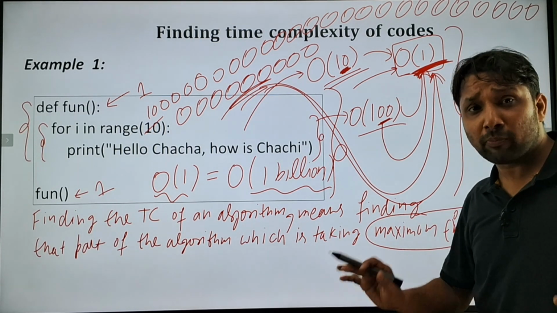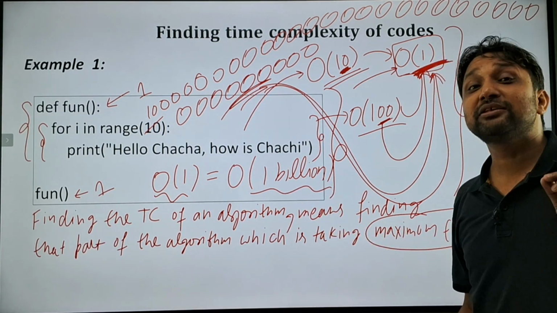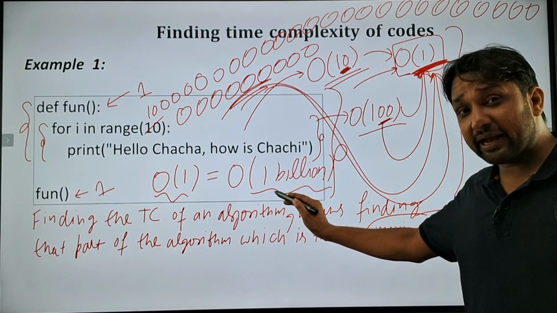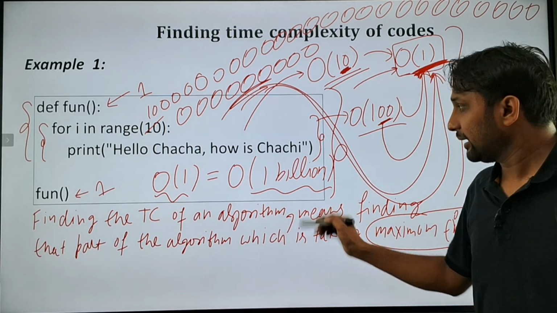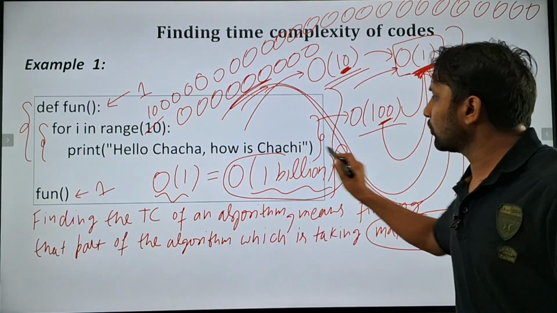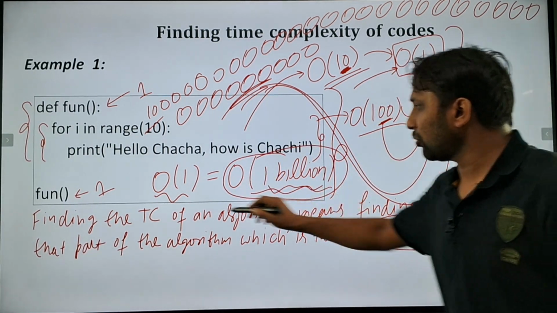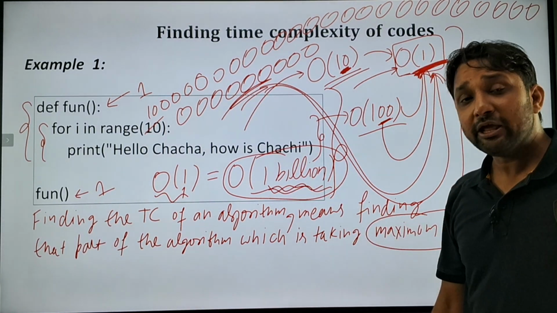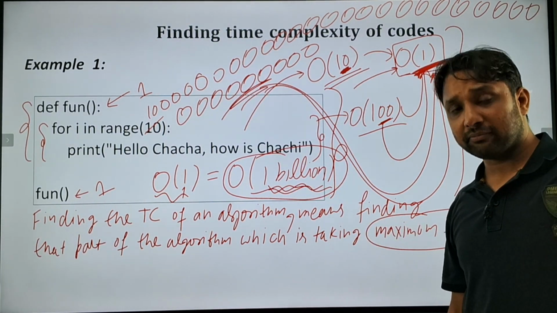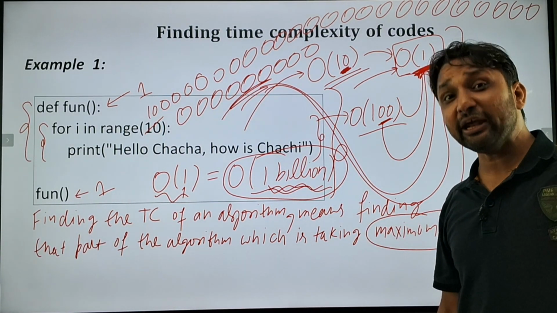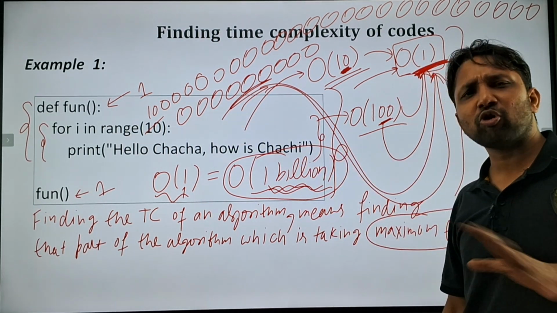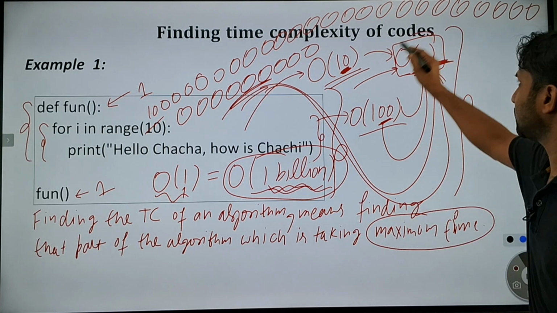Actually, this is not my fault. I'm not saying this thing. This is what the software industry is saying. Their logic is also nice. They are saying that we are not bothered if you are taking 1 billion or 1, if you are executing one statement or 1 billion statements. If my user is not impacted, if my user is not waiting to execute the code, we don't bother. We put both of them into the same class.